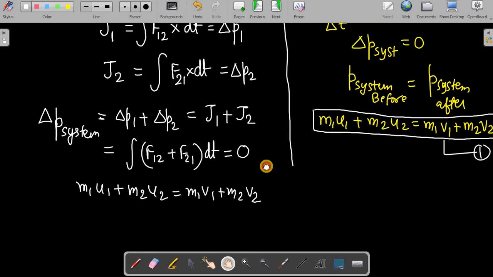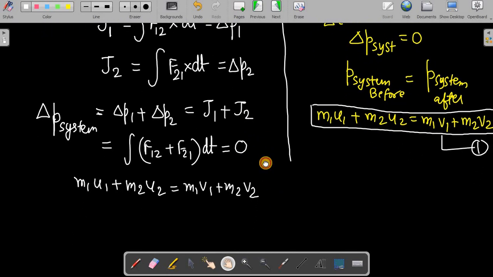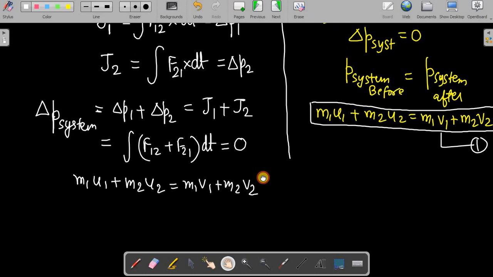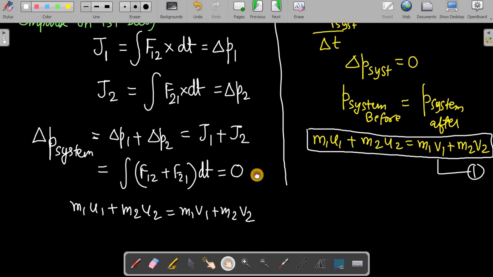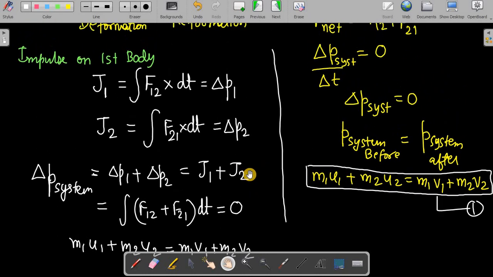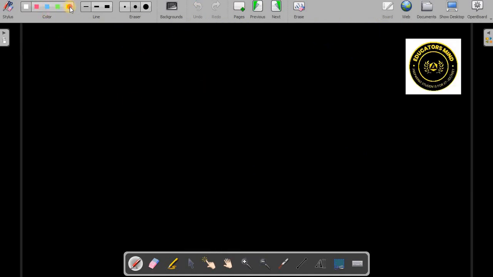Okay, next, what happens in collision is what we are going to study in the second law. Basically it is Newton's law of collision, you can say. So Newton's law of collision defines, and this is based on Newton's law of collision.